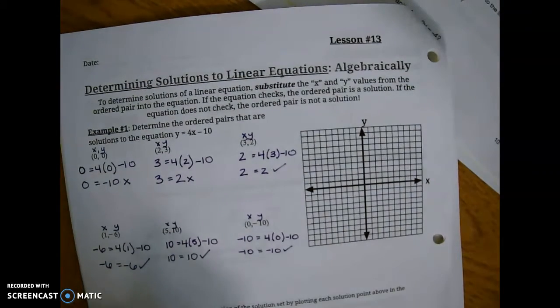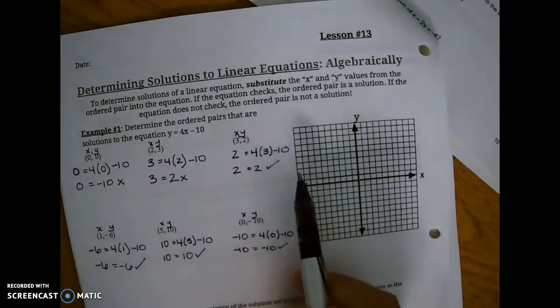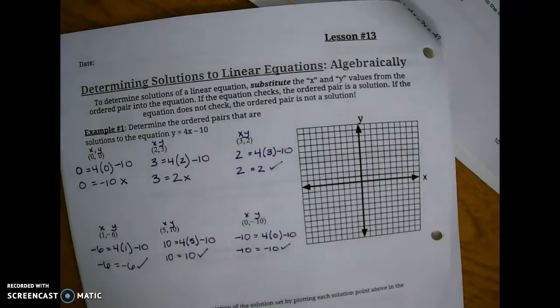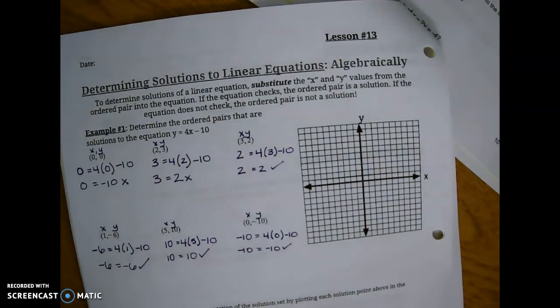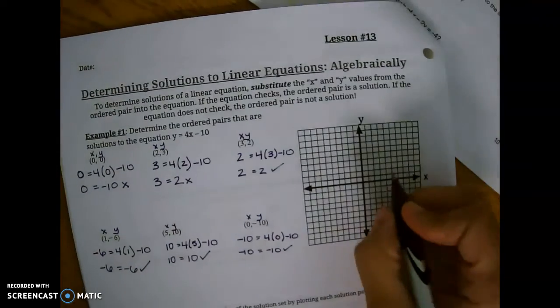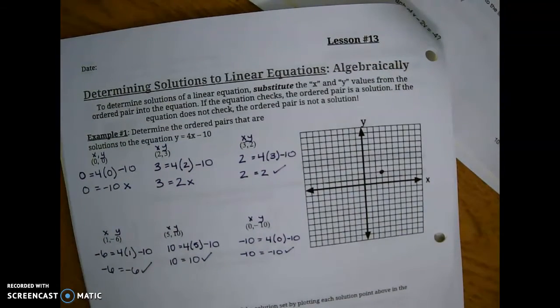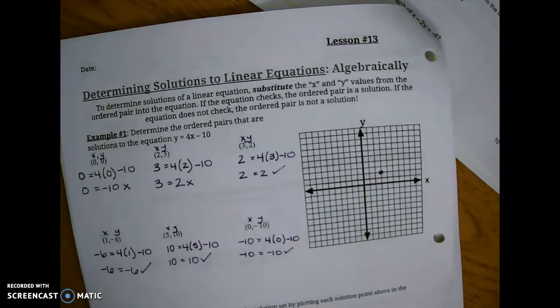Okay, so for your challenge question, you're to create a visual representation of the solution set, so of these 4 points, by plotting each solution point above in the coordinate plane. This is practicing what we learned back in lesson number 10, plotting your points. So our first point, 3, 2, we'll go here. Our next point, 1, negative 6.